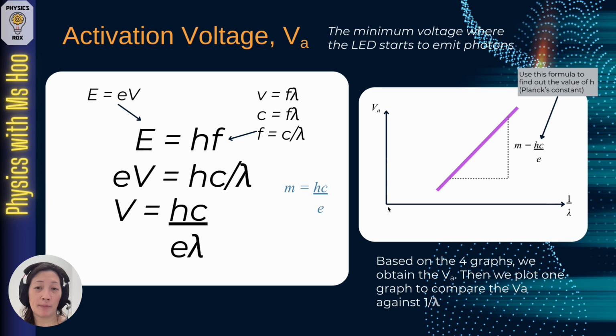So when you conduct this experiment, you need to plot the graph of the activation voltage against 1 over lambda, calculate the gradient of the graph, and be aware that the gradient equals hc over e. And from here, to get Planck's constant, you just need to rearrange this equation. So you would get h equals me over c, where m is the gradient of the graph, e is the charge of a single electron, which is 1.6 times 10 to the power negative 19 coulomb, and c is the speed of light, which is 3 times 10 to the power 8 meters per second. So you would use this equation to calculate Planck's constant from the results of the LED experiment.